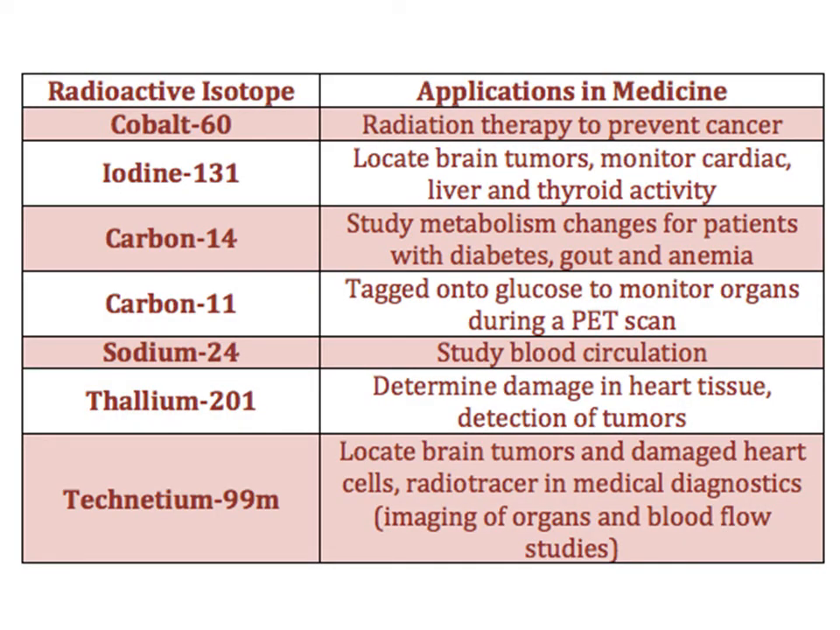This radioactivity is utilized in research and medicine. For example, cobalt-60 is used to treat and prevent cancer. Another example is iodine-131. This locates brain tumors, monitors cardiac, liver, and thyroid activity. So as I stated, radioactivity can be used in research and in medicine.